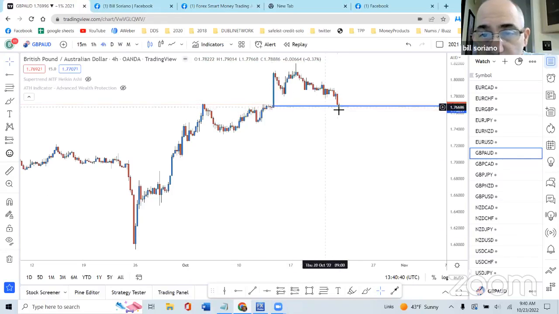And as you can see here, we identified this 4-hour area of interest right here. We have a little banker's box consolidation here with a big move up. And then it flags back nicely to that area. So we don't have an alert set there because it's already been hit.